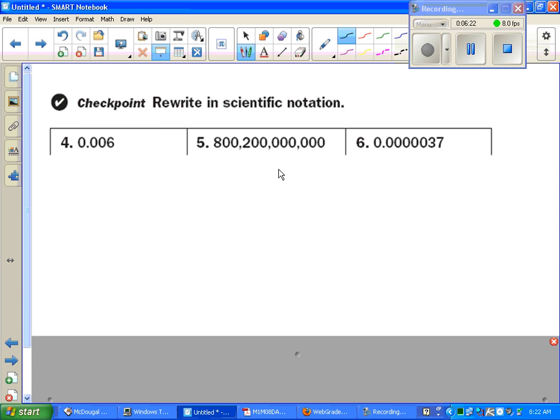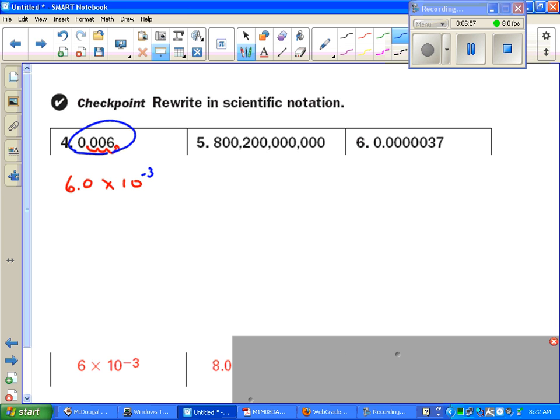Your checkpoint for this one, notice we have a very small number. We need to make a number between 1 and 10. So we need to move it over once, twice, 3 times to make the number 6, or 6.0. 6 times 10, and I'll always use an X in this case, otherwise it looks like a bunch of decimals. 6.0 times 10, and we moved it over 3 times, and it is a very small number, 0.006. It's not a very large number, so it'll be to the negative third power. Make that change if you put positive. 6.0, or just simply 6 times 10 to the negative third.